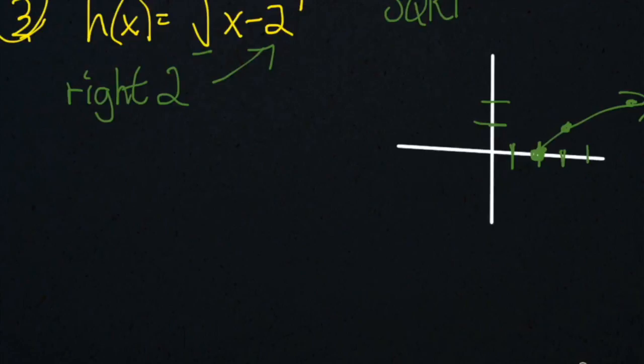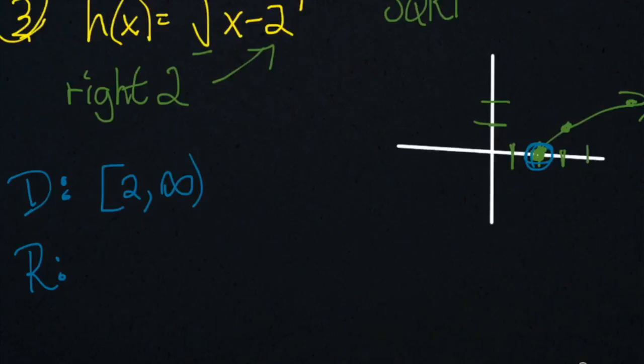And now let's do our domain. Where does our domain start? Well, it starts at the x value for that very beginning of the curve, which is at a positive 2. The 2 is included, and it goes to positive infinity. And then the range also starts at that starting point, but we're looking at the y value now. And the y is at 0, going to positive infinity.